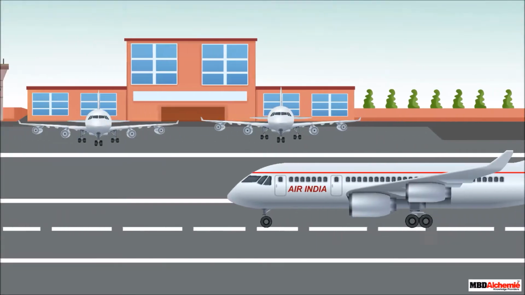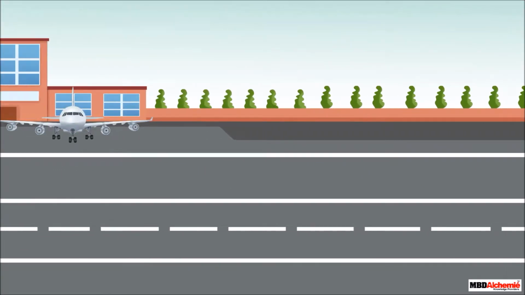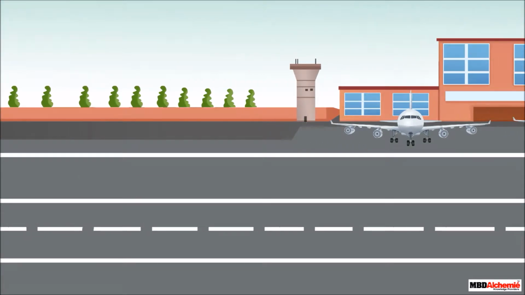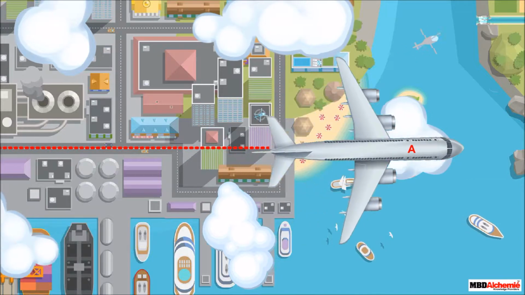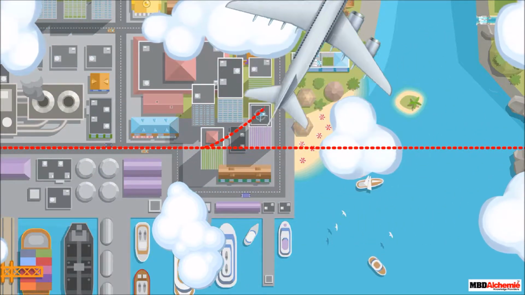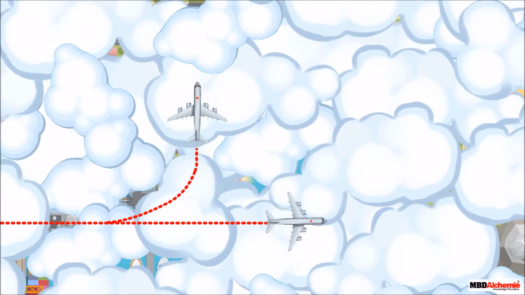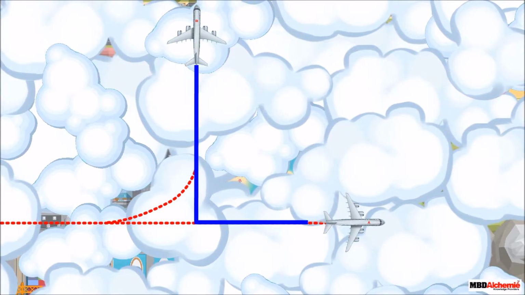Two planes A and B take off one after another, almost at the same time. After they take off completely, airplanes A and B take a turn in their destination and the paths are at 90 degrees to each other. We observe that the airplanes A and B are moving at a right angle to each other.